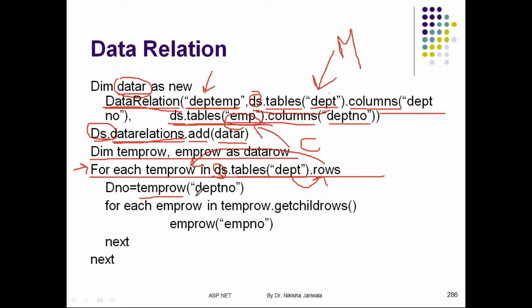And from the tempRow, I want to access the department number, right? And that department number is assigned to the variable that is DNO, right? Again, I repeat, whenever this for each loop is iterated, one by one, each and every row is placed within the tempRow, right, from the Rows collection of the DEPT table. And after that, if the row is present within the tempRow, what we need to do? We need to access the department number. So I have specified the name of the column, that is department number, and the value that is retrieved from this is assigned to the DNO variable.